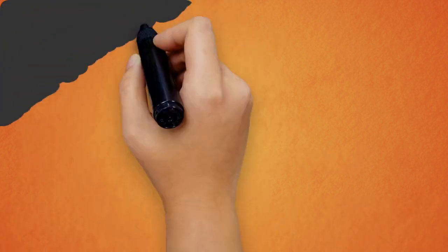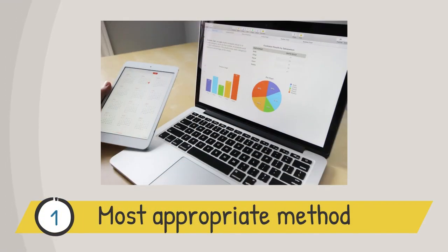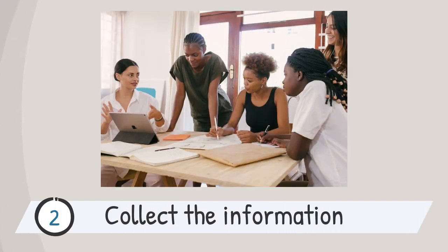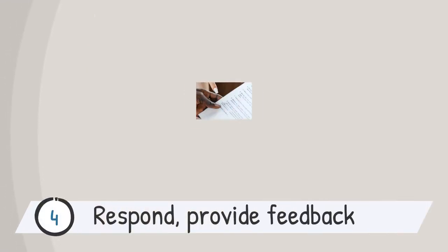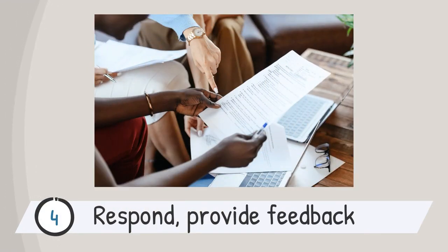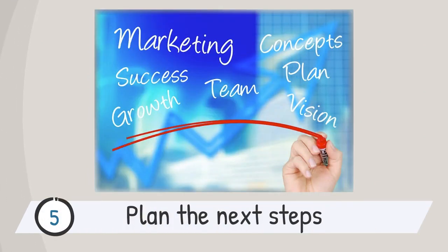The following 5 steps can be used to gather information. 1. Decide on the most appropriate method for getting the necessary information. 2. Collect the information. 3. Analyze the information. 4. Respond, provide feedback or report as appropriate. 5. Plan the next steps.